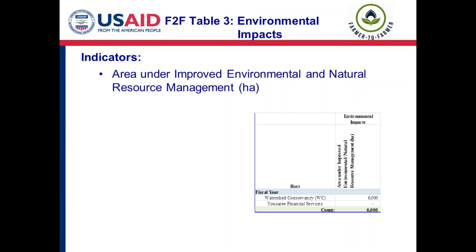And of course, you can't really do a check on that in Table 3, because we're expecting this to be considerably less land area than the host organization has influence over overall. We don't expect that as a result of farmer-to-farmer interventions, the host organization is going to completely change their productive and environmental practices on all of the land that they own or have influence over. But definitely make sure you're avoiding double counting those.